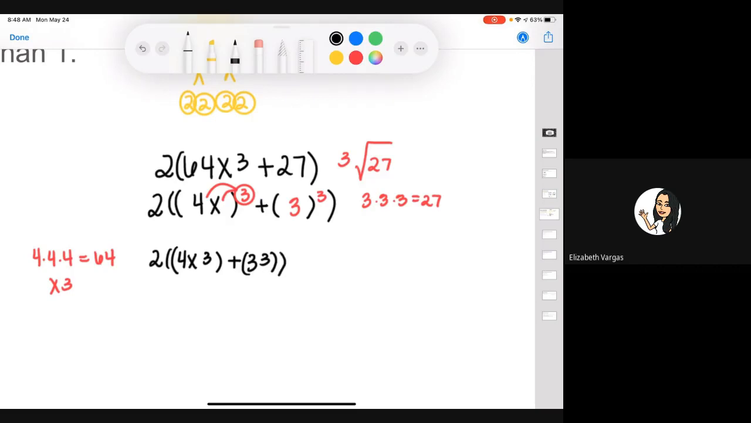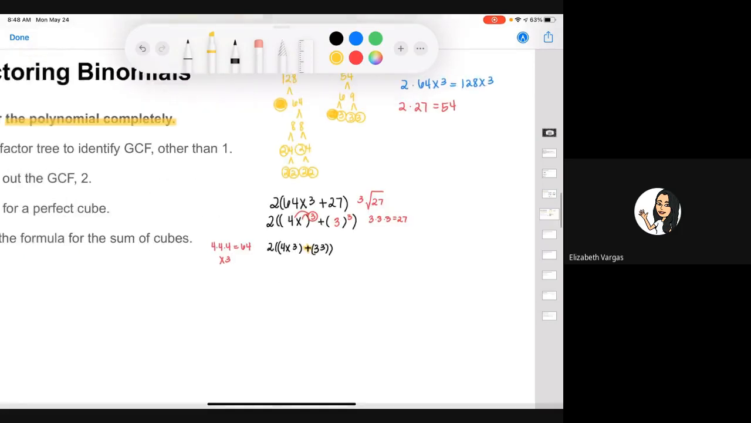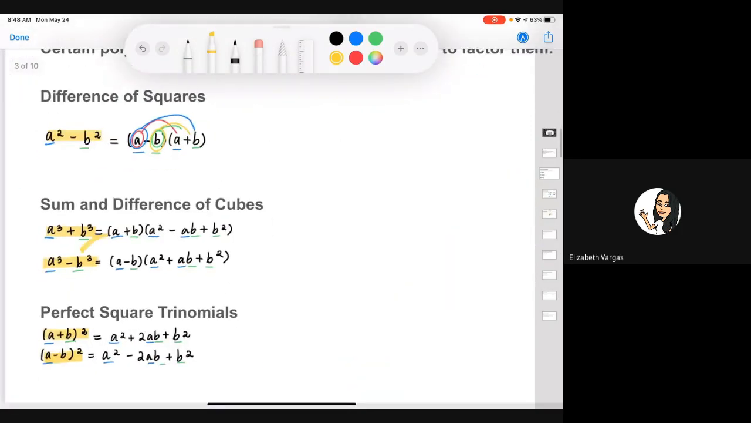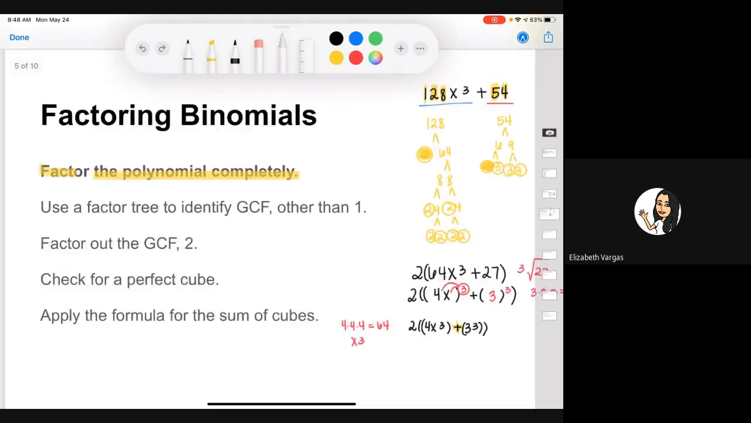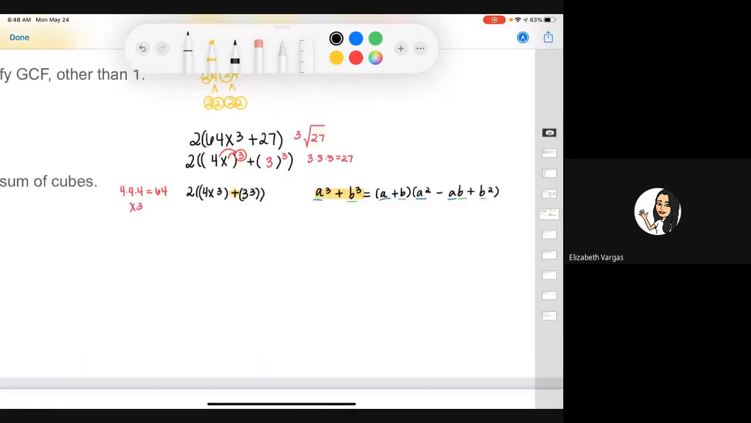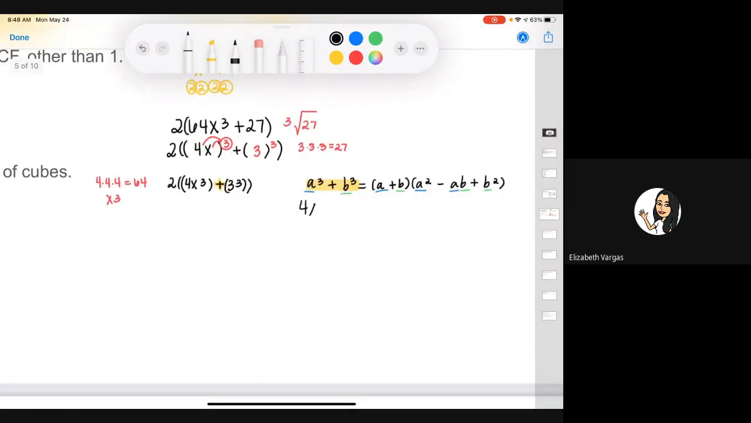Okay. Now what I want to see is, what does this look like? Well, this looks like I have a sum of cubes expression, right? It looks like I have the expression that follows right here. Those look very similar. We're looking at that inner part, right? It looks like 4x cubed plus 3 cubed. It looks like it matches that.